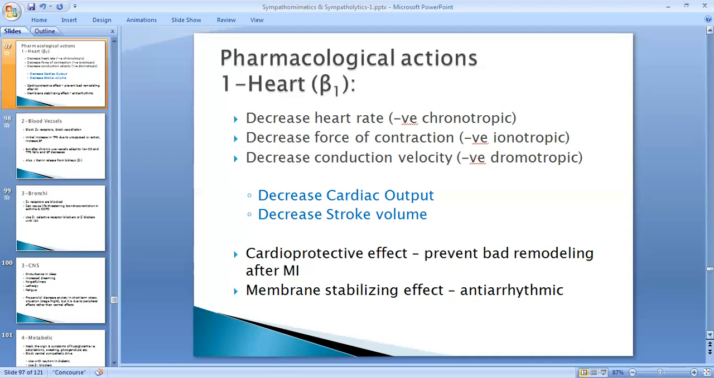Membrane stabilizing effects of beta blockers. Some beta blockers have membrane stabilizing effects as they block the sodium channel at high doses. So, like local anesthetic drugs, they stop depolarization of the membrane.